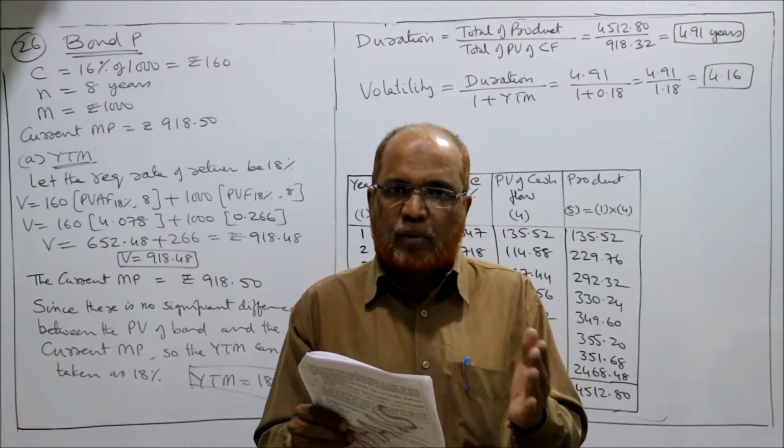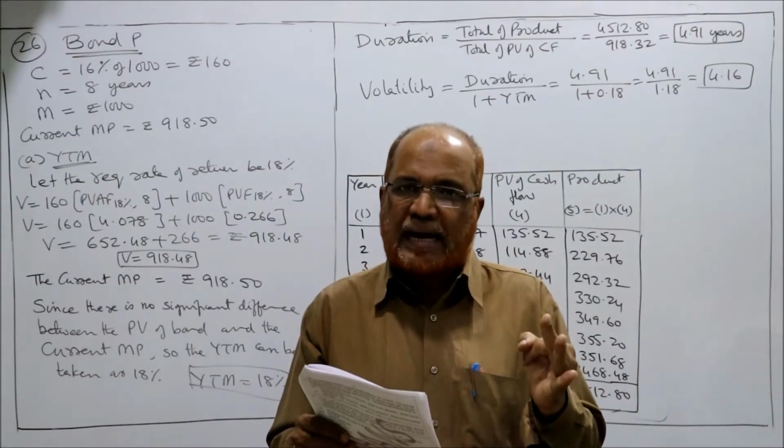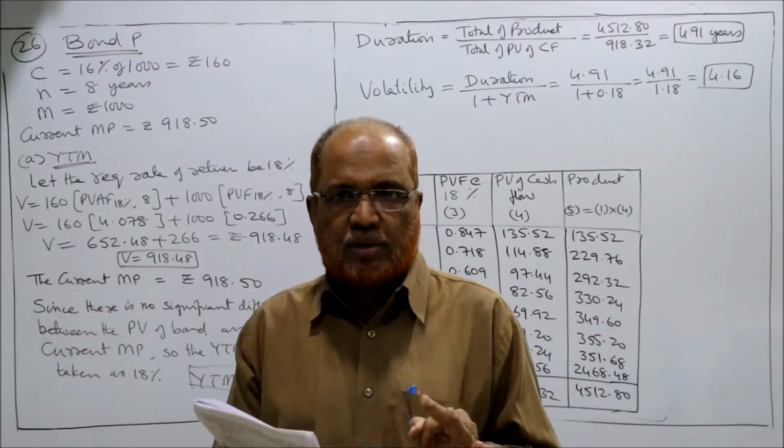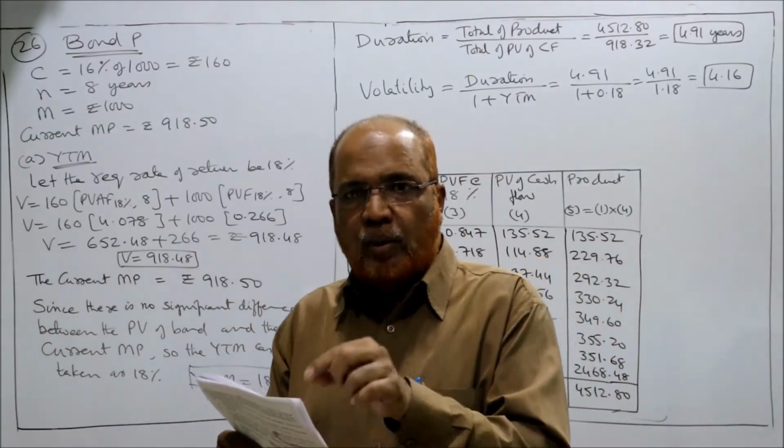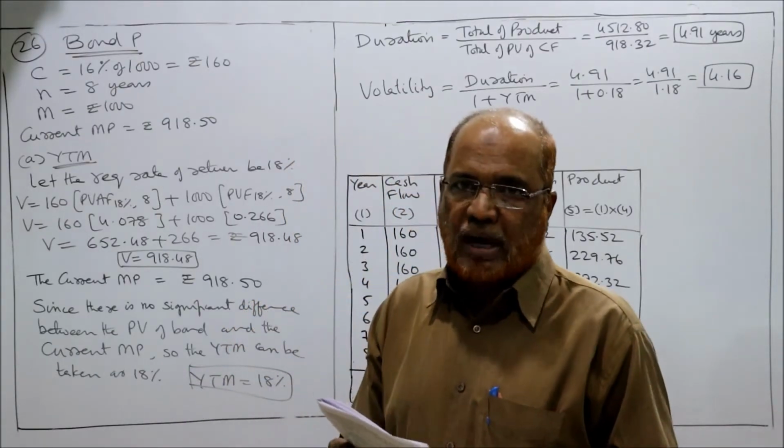Just like the previous problem, in this problem also we are required to calculate YTM, duration and volatility. Exactly similar procedure. So bond P we will do now itself, whereas Q you have to do it for your practice. I'll give you the answer.